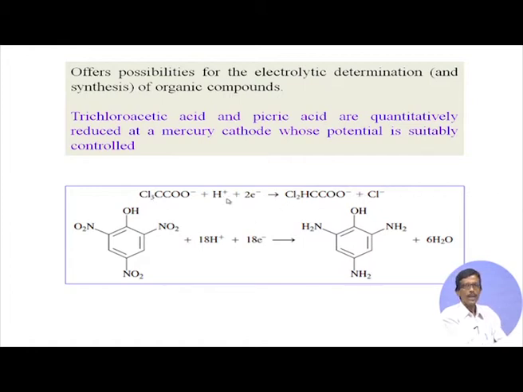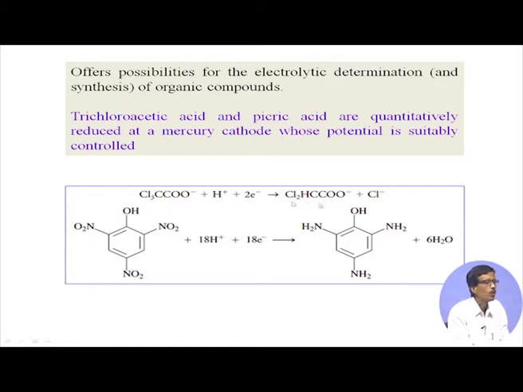So, this reduction process is a very useful technique, a typical process for electrosynthesis, and this electrosynthesis gives rise to a new compound, dichloroacetic acid, but at the same time you are producing chloride anion in the reaction medium. We know that halogen derivatives, or halogenated organic compounds, are not all the time very useful.